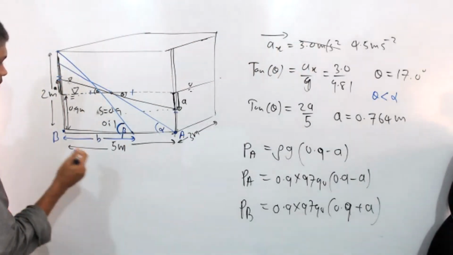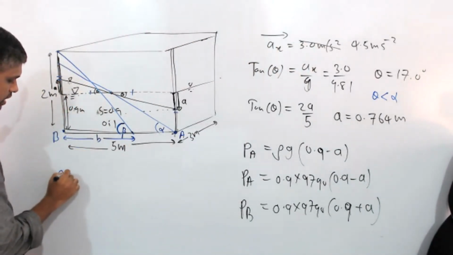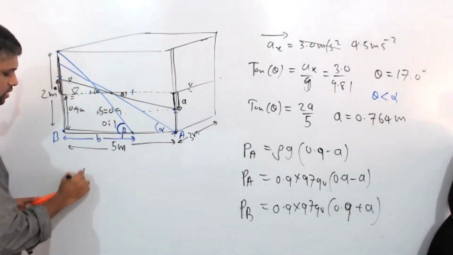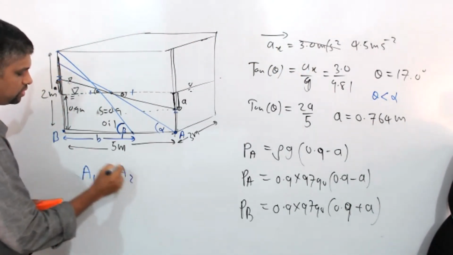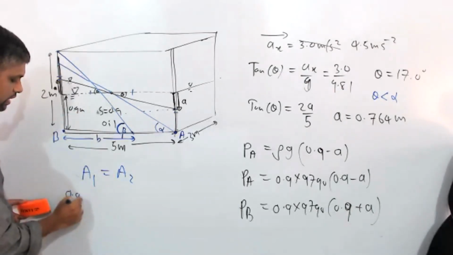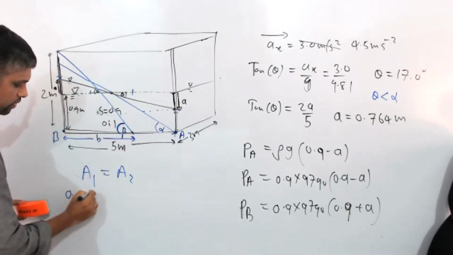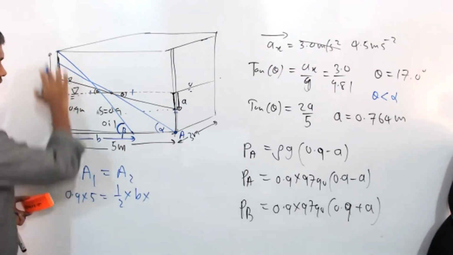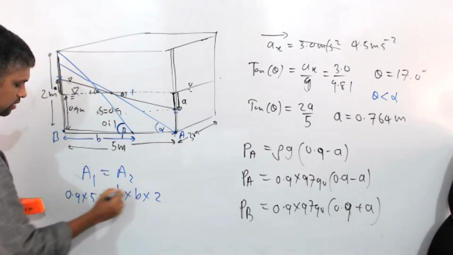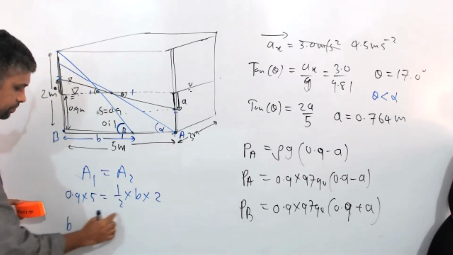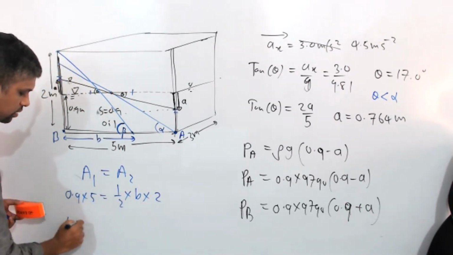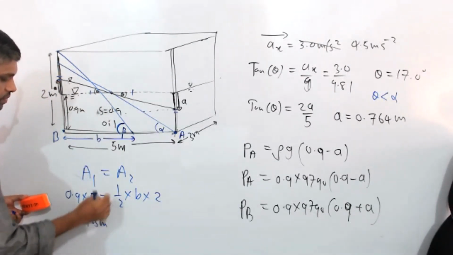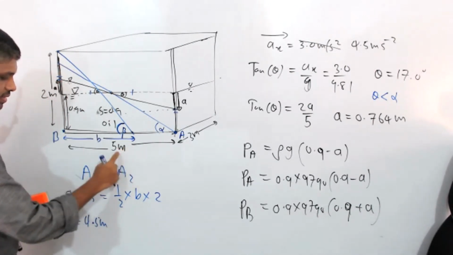The initial liquid volume is 0.9. We can equate cross sections. Initial volume is 0.9 into 5, that should be equal to half into base into height, 2 meter. Then you can calculate the value of B. B is 4.5 meter. Is it possible? Yes, it's less than 5.